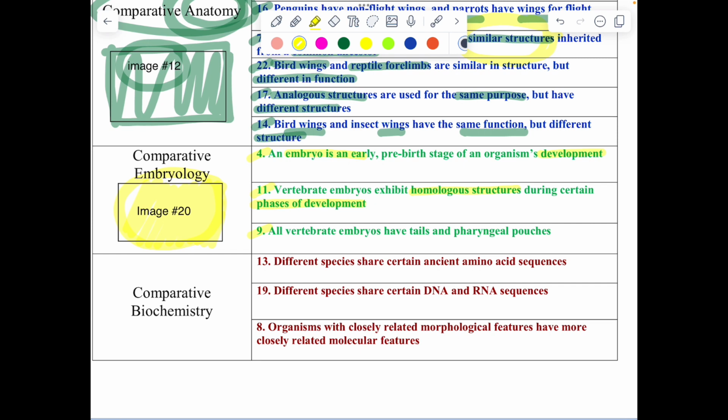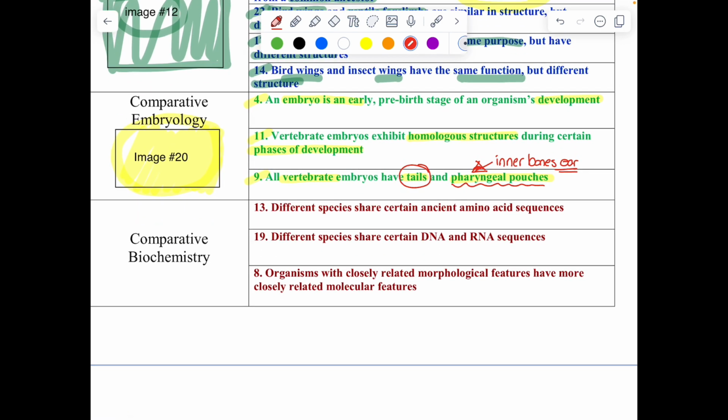And then something that's really interesting is all vertebrates, those are organisms that have a backbone, all have tails and pharyngeal pouches during that embryological development. So yes, you did once have a tail, you did once have basically gills, but as you developed further, those developed into other things. For example, the gills actually go into the inner bones of your ear. That's what they develop into for us humans. But they were very similar during that embryological development.